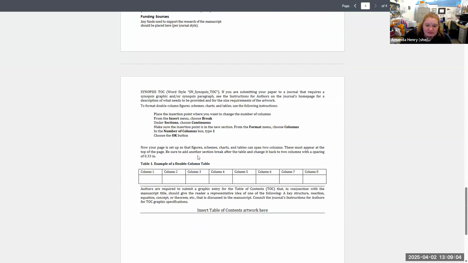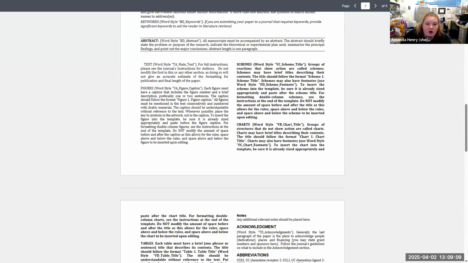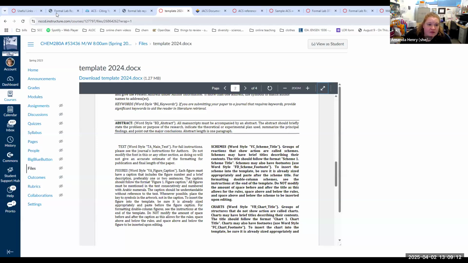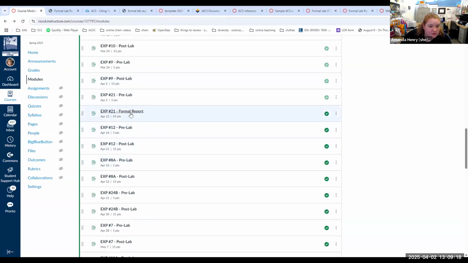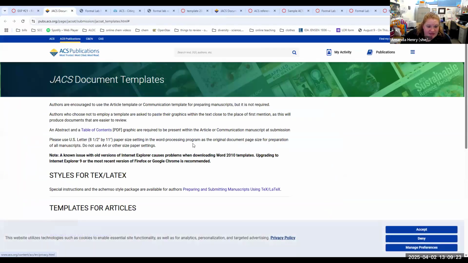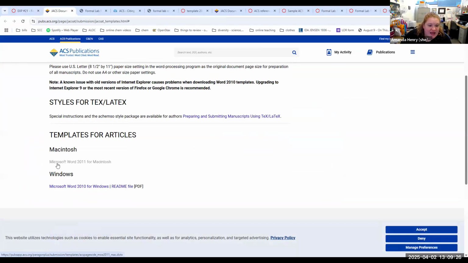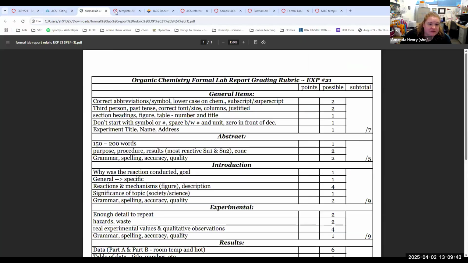So this template is on here, and this is a Word document. If you are using a Mac, let me go back here. This link right here will take you to the ACS website, and down at the bottom it has a Microsoft Word for Macintosh. So this might be the one you need to use. And then this one here, the one for Windows, is the one that I have on Canvas. So we're going to get rid of him. We've talked about that.